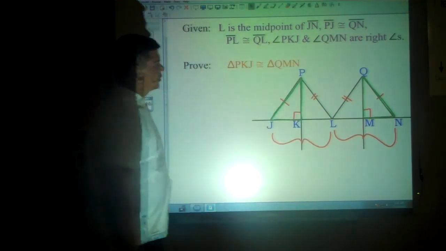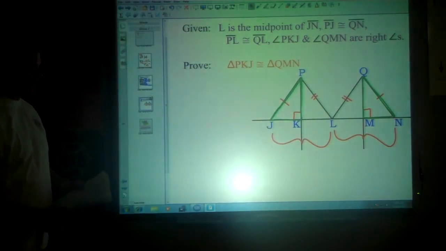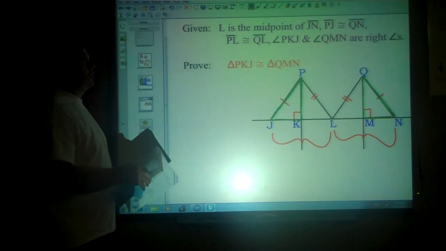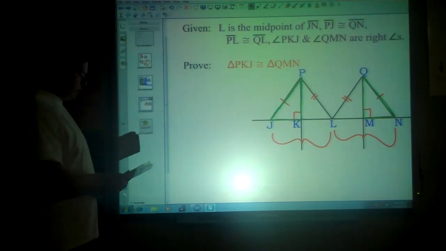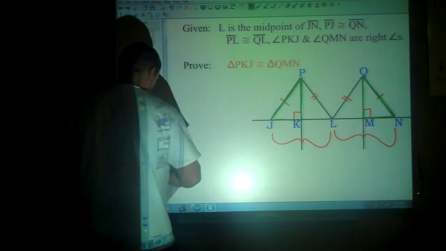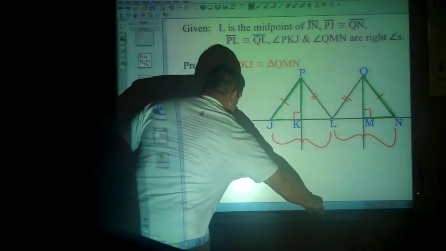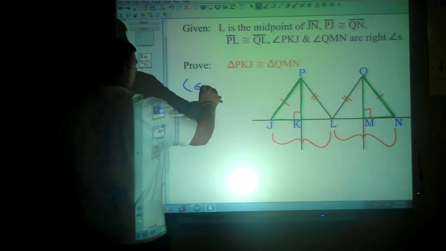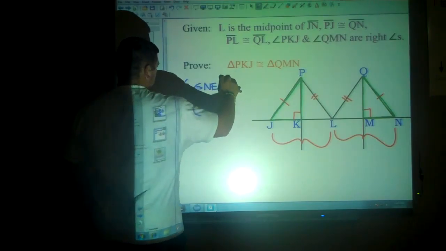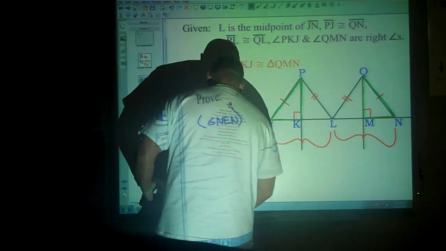Those are the triangles we're trying to prove are exactly the same. So let's save ourselves a little bit of time and let's see what we got here. Number one, we've got the given information. So let's just say we've got given. All that given stuff.